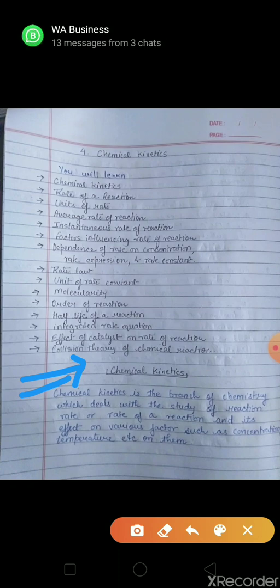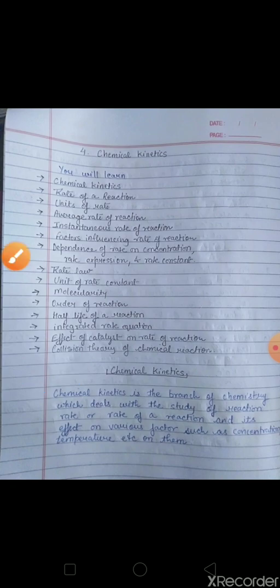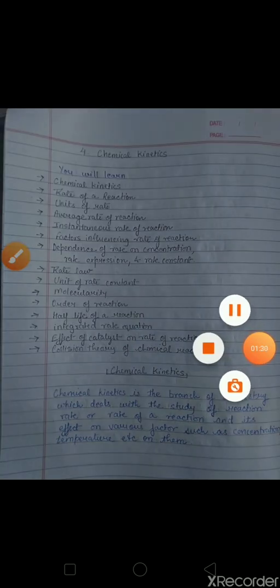So, as we are going to study chemical kinetics, let us first know what kinetics really means. What is the meaning of chemical kinetics? Chemical kinetics is the branch of chemistry which deals with the study of reaction rate or rate of a reaction and the effect of various factors on it, such as concentration, temperature, etc. Now students, to understand this clearly, let us turn to the next page.